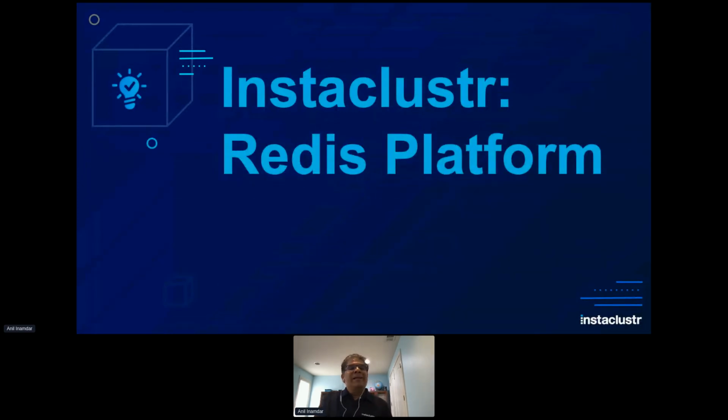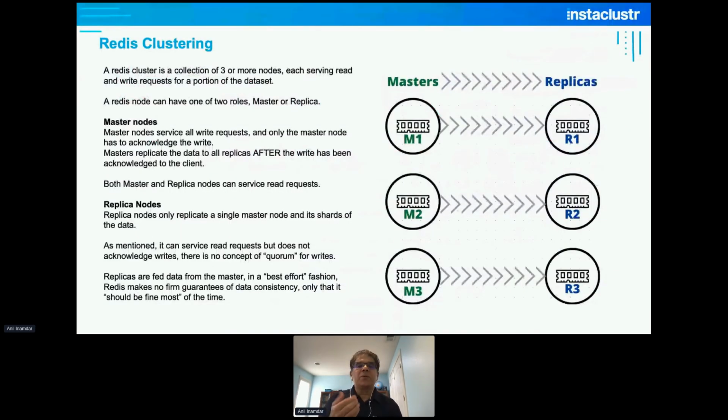So, the Instaclustr Redis platform, our Redis platform. Let's take a look at that briefly. Before jumping into the Instaclustr Redis platform, I want to go a little bit deeper into Redis clustering so that we get a good idea when we look at my platform. A cluster is a collection of 3 or more nodes. A node can have 2 roles.